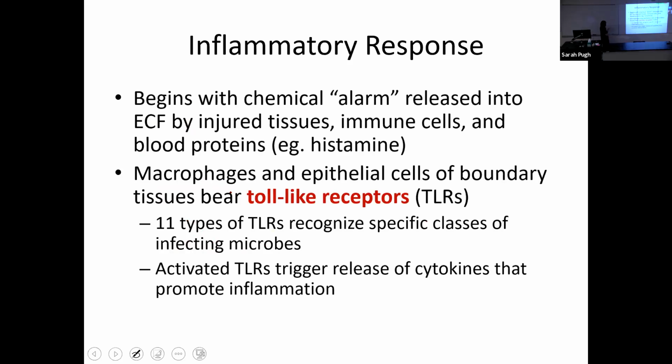So let's walk through these in a little more detail. So the first thing that happens is, let's say you have damaged your skin or a tissue. The first thing is a chemical alarm gets released. This is coming from any injured cells or tissues. The chemical is getting squeezed into the extracellular fluid. This is your tissue fluid. This is chemicals that are coming not only from injured tissues, but it can even be coming from immune system cells or even blood proteins, like histamine.